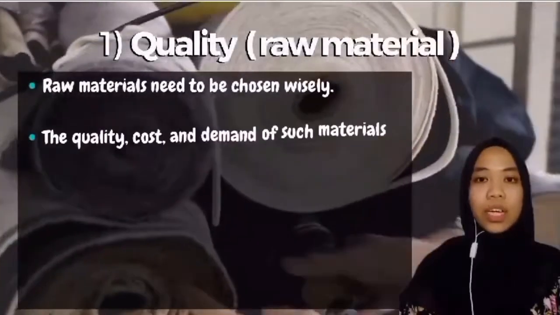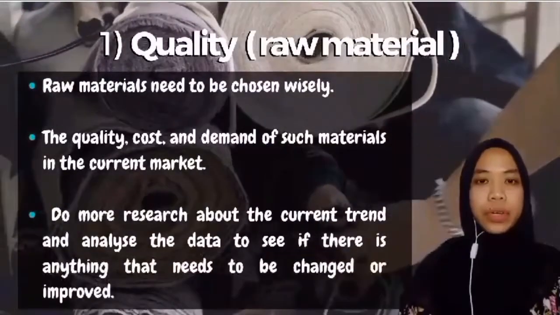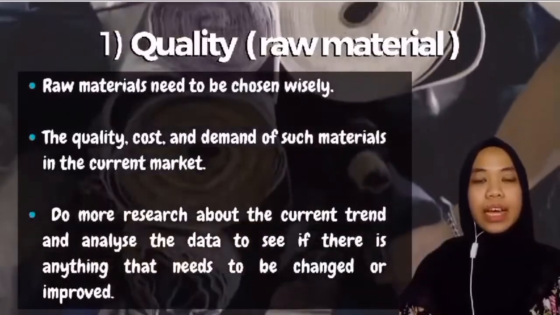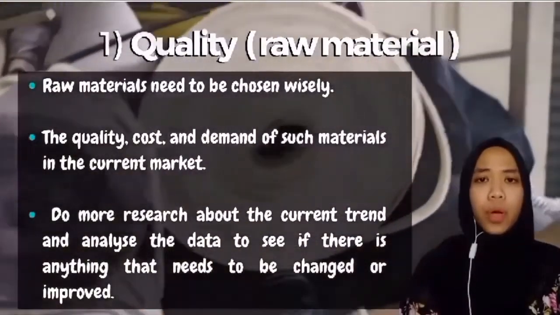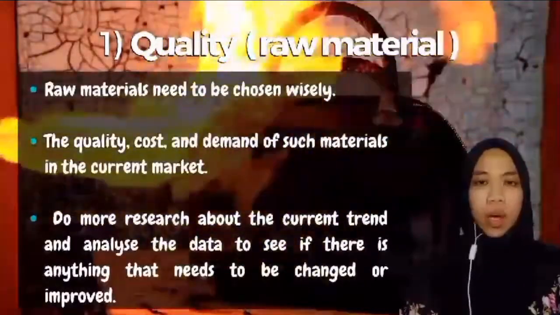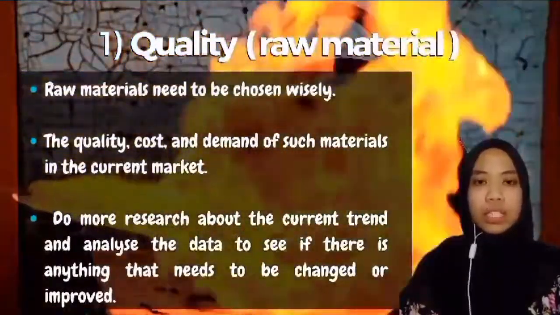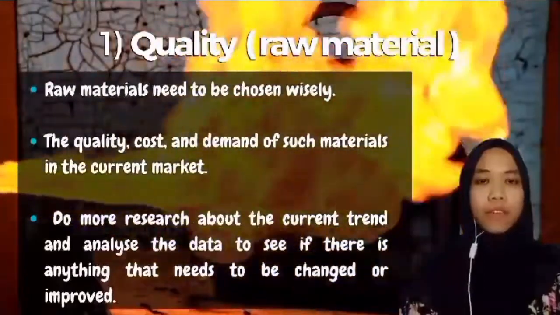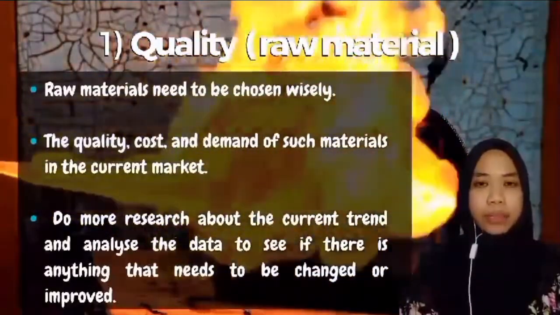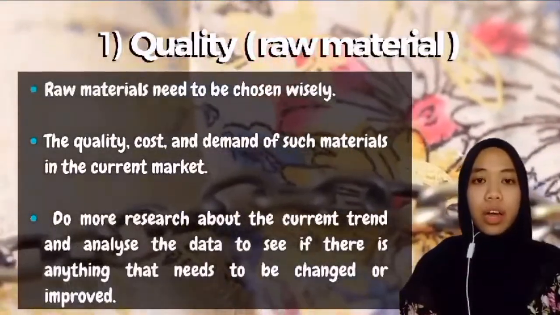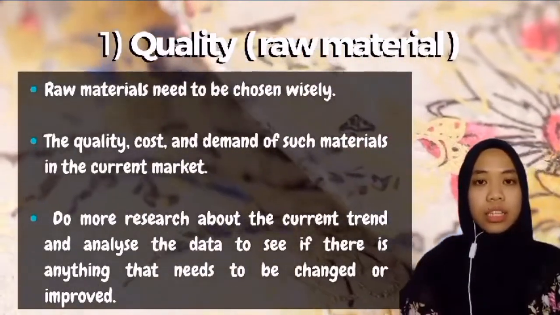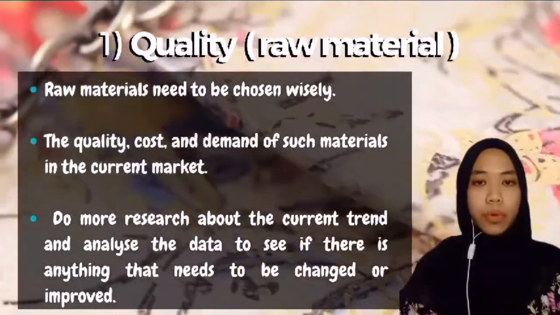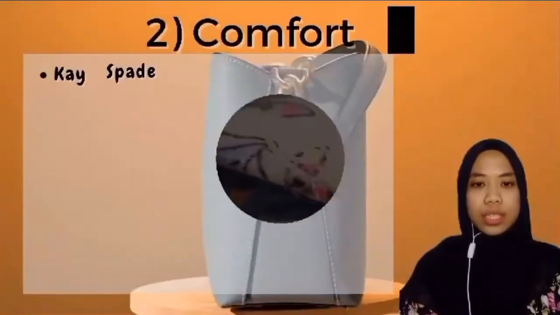So now, let's talk about how to improve their product based on the criteria that I said just now. First, the quality, raw material. Raw material needs to be chosen wisely, always keeping in mind the quality, cost, and the demand of such material in the current market. K-Spade has to do more research about the current trend and analyze the data to see if there is anything that needs to be changed or improved based on the current situation.